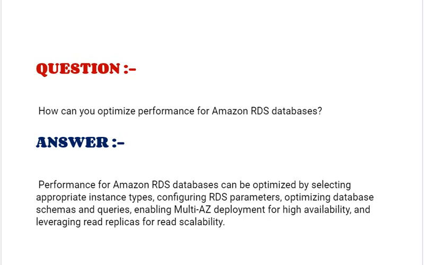Our next interview question is: how can you optimize performance for Amazon RDS databases? Your answer should be: performance for Amazon RDS databases can be optimized by selecting appropriate instance types, configuring RDS parameters, optimizing database schemas and queries, enabling multi-AZ deployment for high availability, and leveraging read replicas for read scalability.